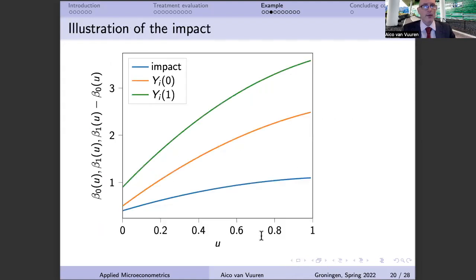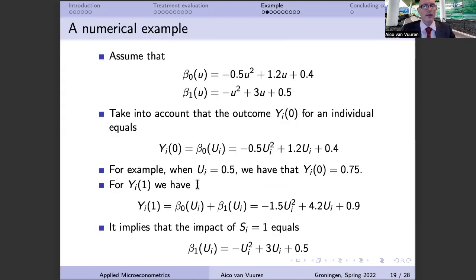Well, for that we can look at a picture. Here on the x-axis we have the different values of u. Take into account that every individual is going to randomly draw a u which is going to be uniform, of course.